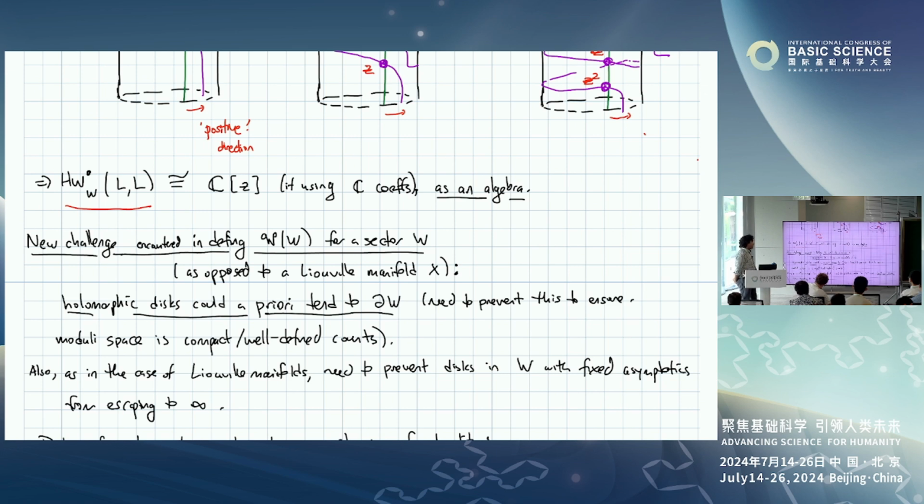And the main challenge is that when you try to define counts of holomorphic disks, you want the counts to be compact so that there's a well-defined finite count and you can just get the number. The problem is now we have a space which, first of all, has a non-compact end and has a boundary. And if there's a sequence of disks in the moduli space of maps that tend to the boundary or tend to infinity, it can break compactness. It can break the properties we want. So the new type of thing we need to prevent is holomorphic disks tending to this new sector boundary. But we also need to prevent them from tending to infinity as before.